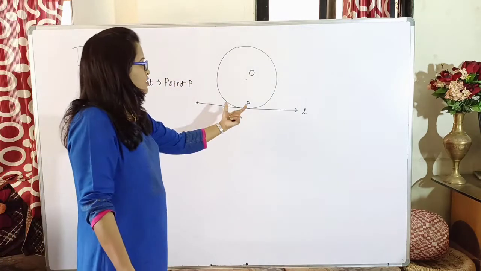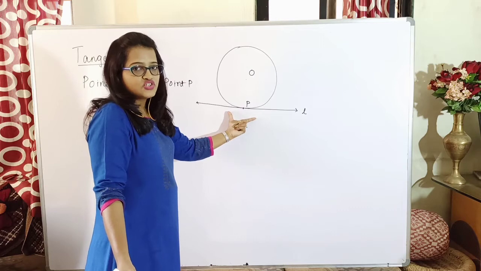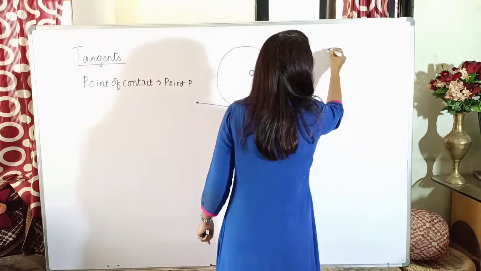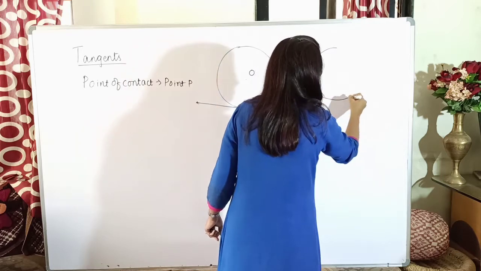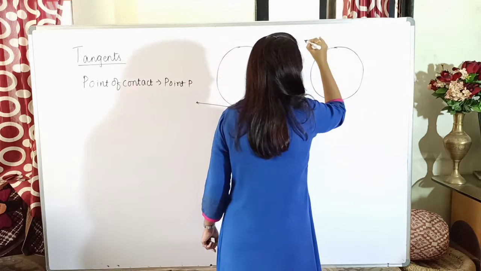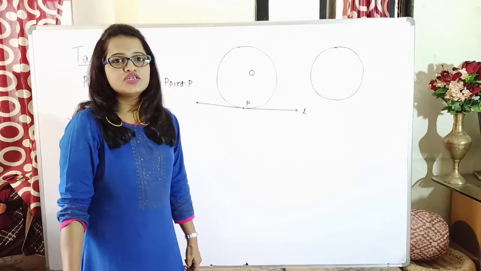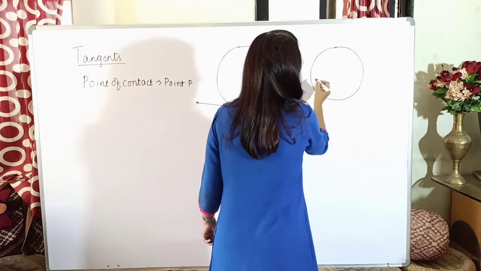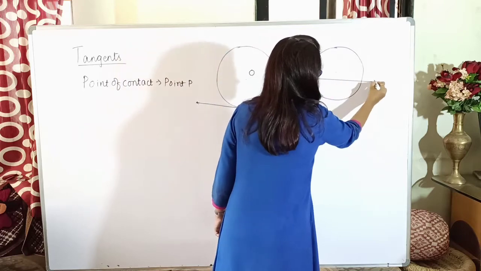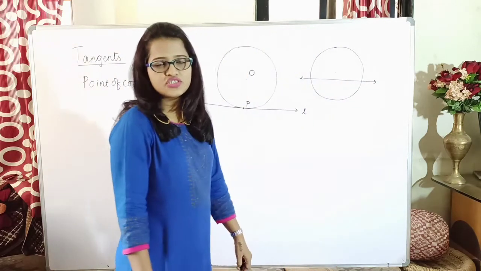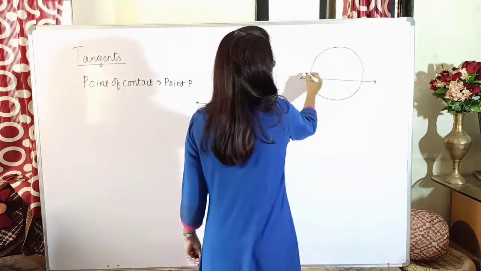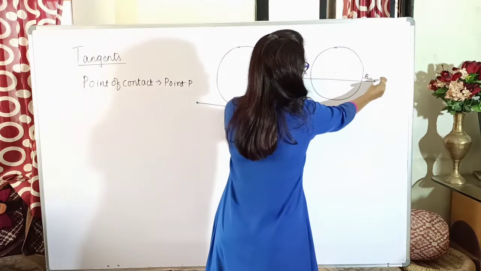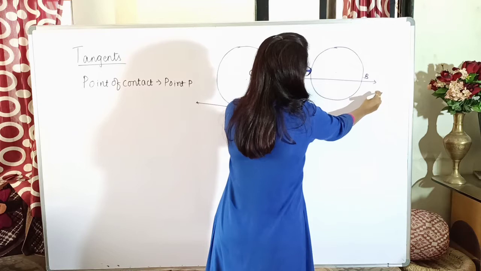Further, another definition of tangent could be said as: a tangent is a special case of secant wherein the 2 points coincide. Now what am I saying? Is this a secant? By definition, a secant is a line which is intersecting the circle at 2 points, A and B. What if I move this line down, down, down?